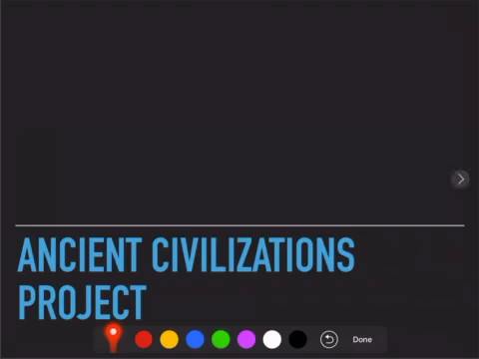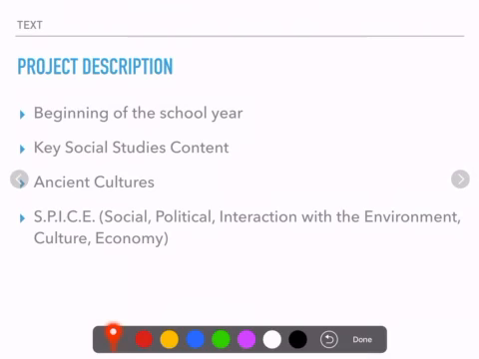So anyways, it's going to be a project that will be conducted at the beginning of the school year, and the purpose for it is really to teach key social studies content, and we'll be doing this by students getting in teams and researching ancient cultures and civilizations. What I want to teach about are the 5 main categories of world history, which is social, political, interaction with the environment, culture, and economy.